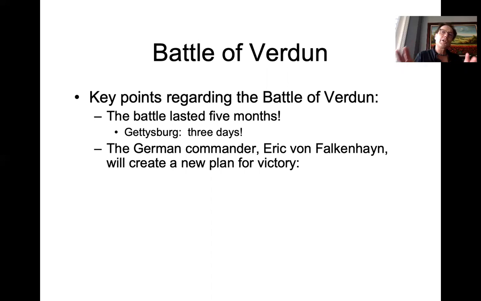And so remember how the Germans had abandoned the Schlieffen Plan? And so now as a result, they're trying to figure out the best way. Now, this war has been dragging on for 2 years now, kids. And so as a result, the Germans, like the Allies, are looking for a way of breaking the stalemate. So von Falkenhayn is going to create a new plan for victory.